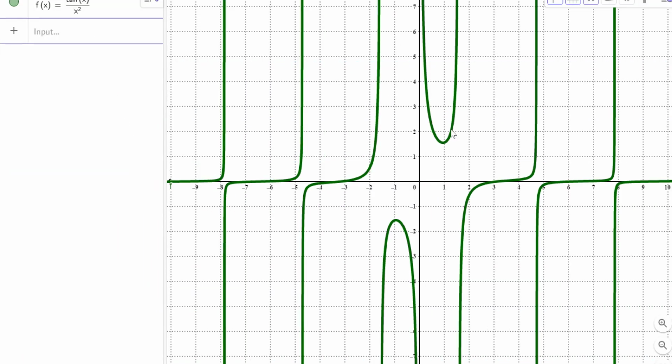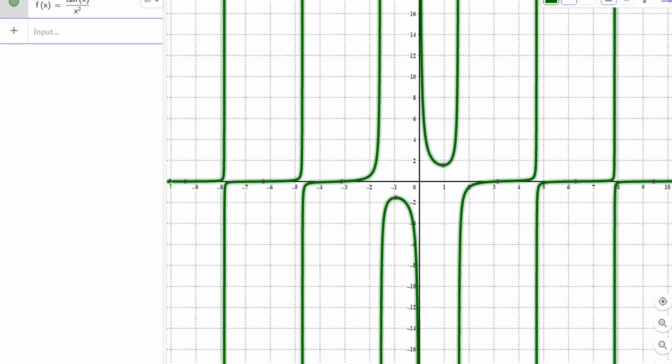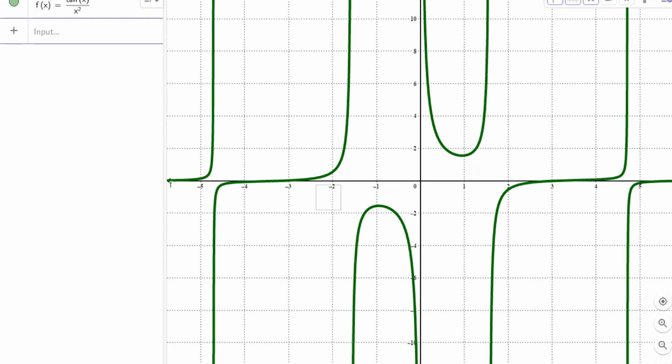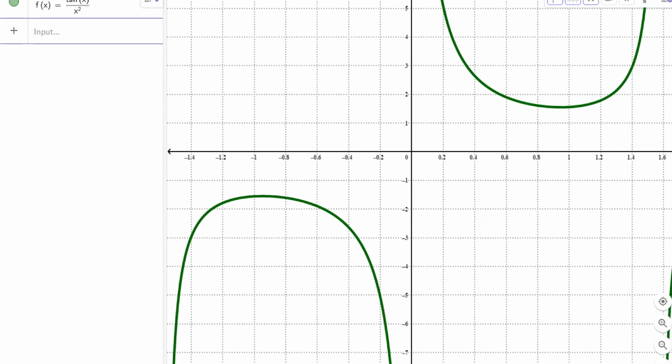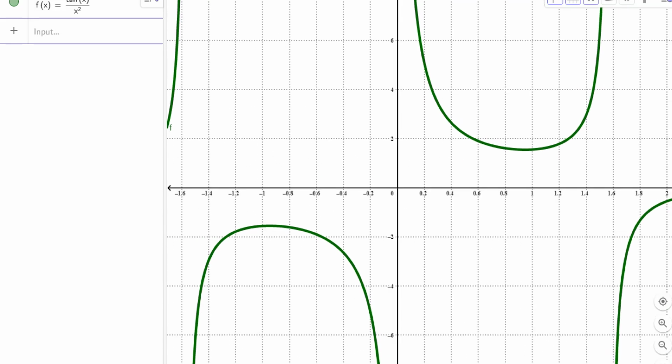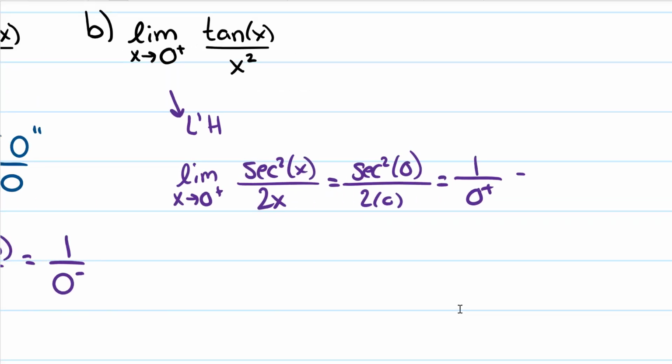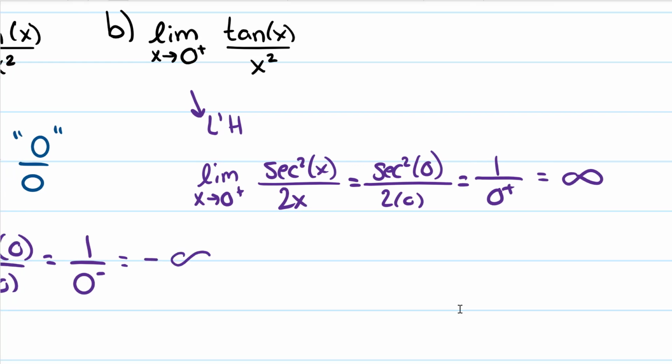Now, if we graph tangent of x over x squared, we get something that looks like this, which is kind of hard to tell, so I'm going to zoom in and change the window just a little bit. So as you can see, as we approach 0 from the right, the answer is going to be infinity. And as we approach it from the left, we're going to get negative infinity. So this one is equal to infinity, and part A was negative infinity.